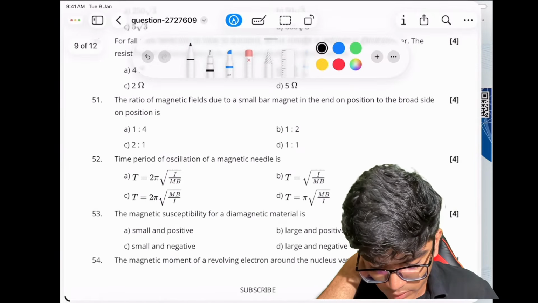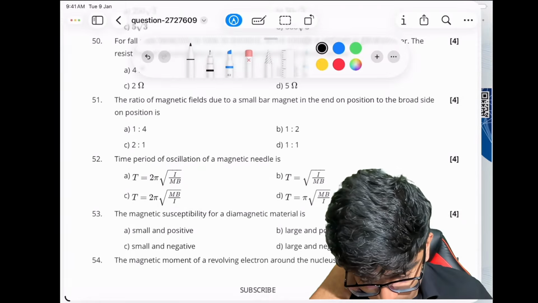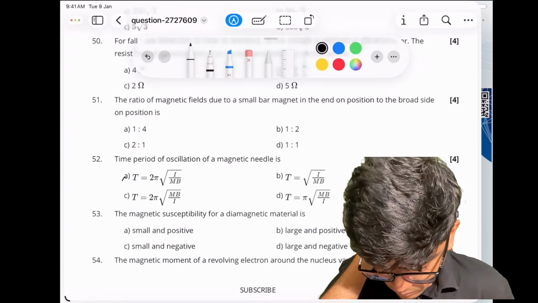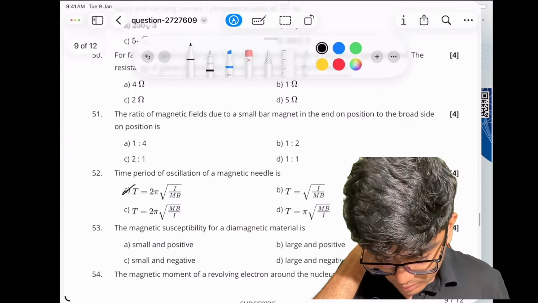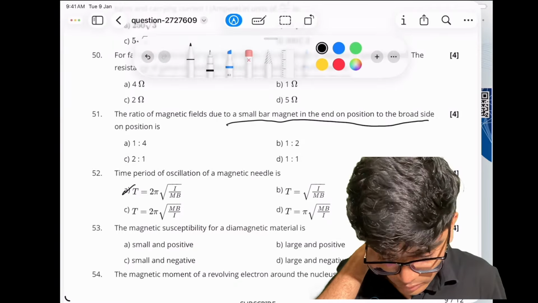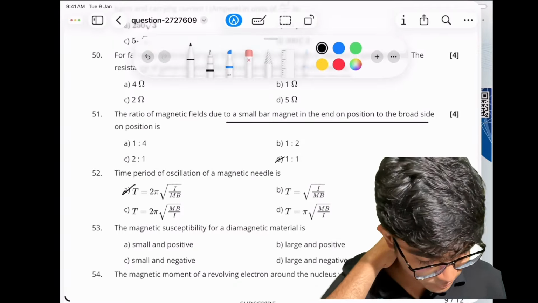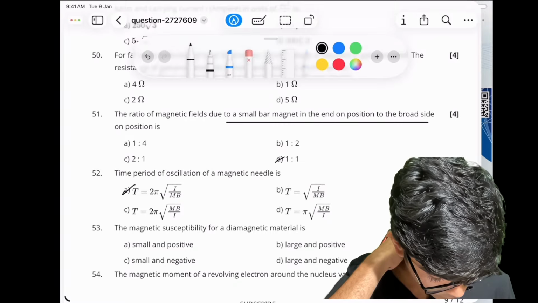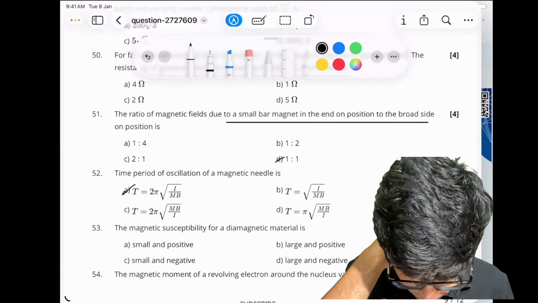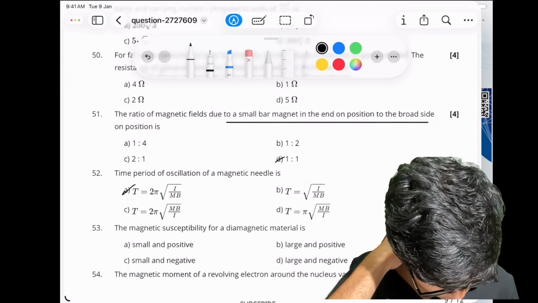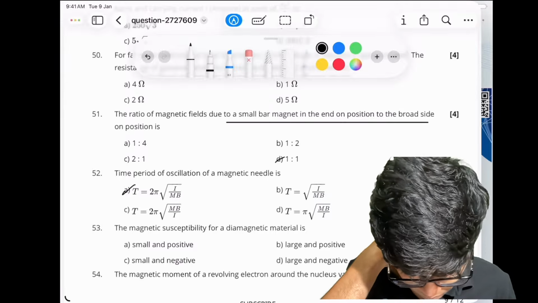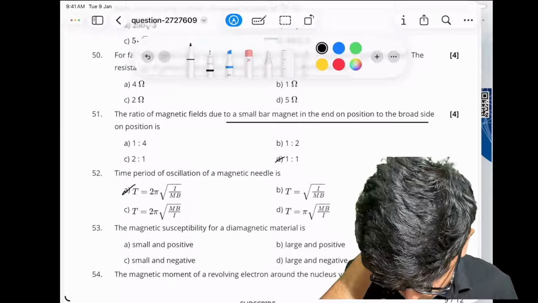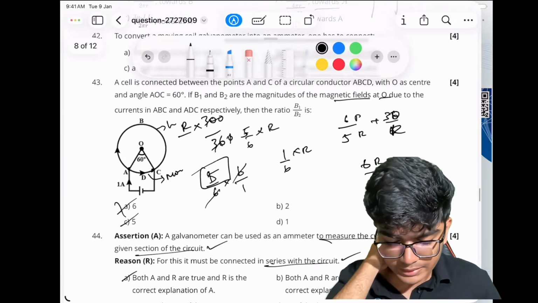Time period of oscillation of a magnetic needle is 2 pi root over I by mB. All simple questions. Ratio of magnetic field at the end-on position to the broadside position of the other portion is 1:1. Very simple, right? Okay, I'll start from here only.